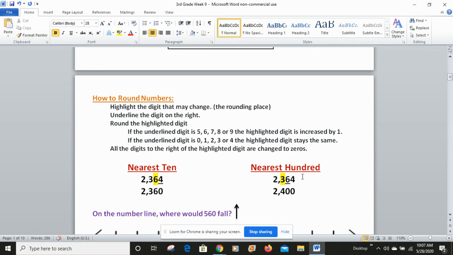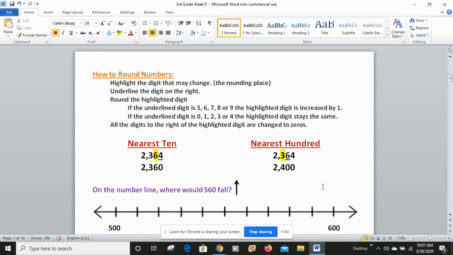The same number rounded to the hundreds, I change the rounding place. The 3 is in the hundreds place. I underline the 6. And according to my rules, I look at that underlined digit. It is 6, so it falls into the increase the highlighted digit by 1. So I change the 3 to a 4. To the left stays the same, to the right changes to zeros. So 2,364 rounds to 2,400.